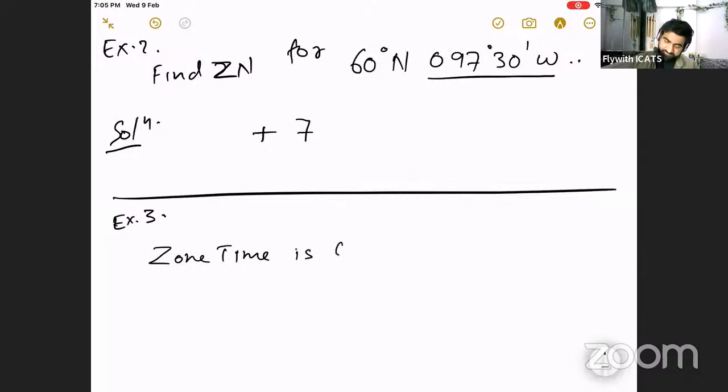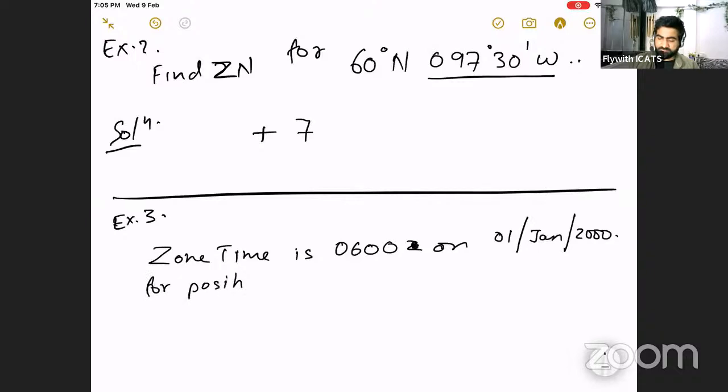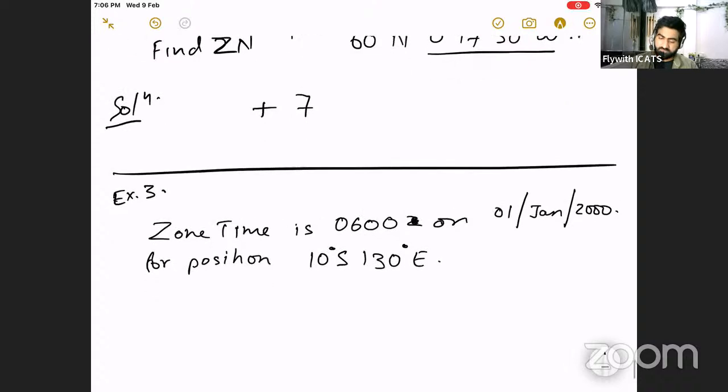Zone time is 0600 Zulu. Actually, zone time is 0600 for position 10 degrees south, 130 degrees east. Find UTC.